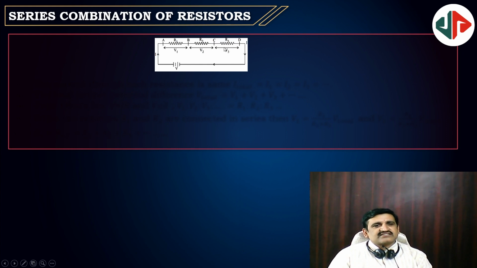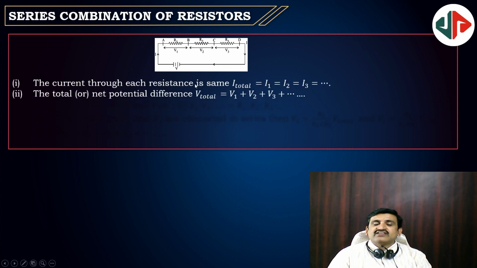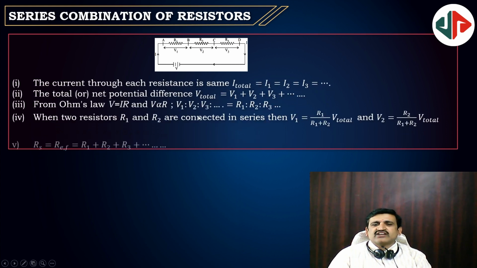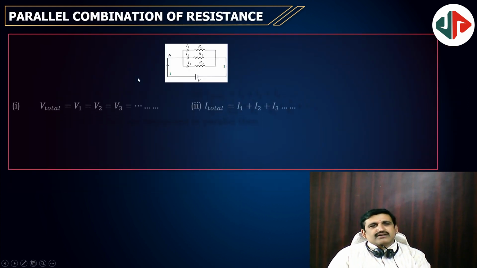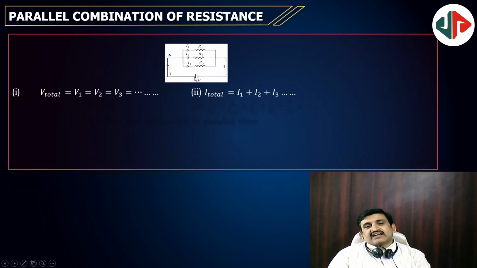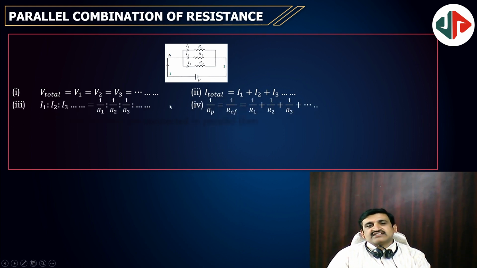Three resistors connected with a cell: the current through them will be the same, and the potential difference is divided among them, V1 : V2 : V3 = R1 : R2 : R3, and the effective resistance is R equal to R1 plus R2 plus R3, everybody knows. Next, when resistances are in parallel, the current will be divided but the potential difference will be the same, and current is inversely proportional to the resistance, so the ratio I1 : I2 : I3 will be 1/R1 : 1/R2 : 1/R3.